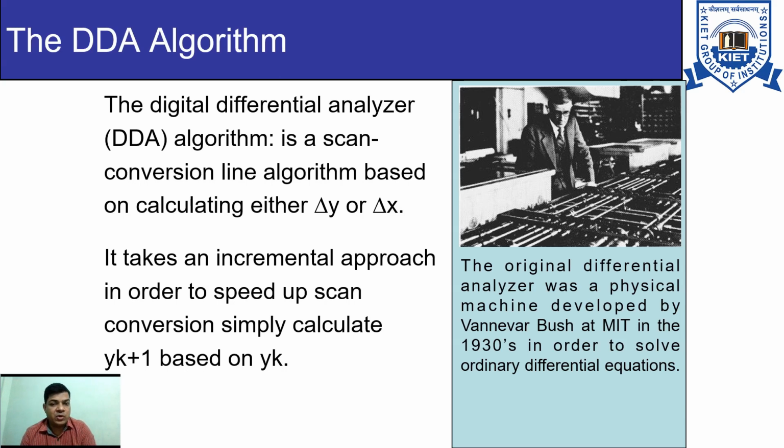The name of the algorithm is based on a machine, and you can see in the diagram this is the machine, and the name DDA is based on this machine, which is used to solve ordinary differential equations. So we can say that the algorithm takes an incremental approach in order to speed up scan conversion. Simply calculate yk plus 1 based on yk. So we increment either the value of y or the value of x. If I increment the value of x, then I approximate the value of y, and if I increment the value of y, then I approximate the value of x.